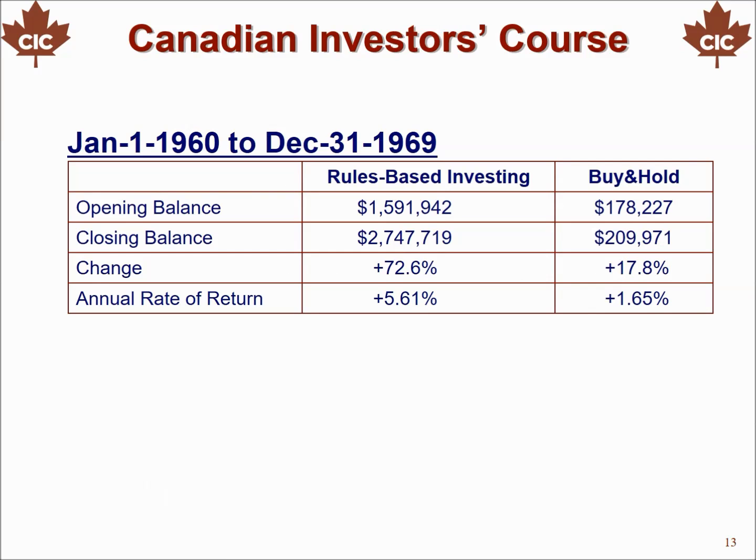And there's the result again. Starting with a 1.5 million opening balance from rules-based investing, 178,000 for buy and hold. The 178,000 got to 209 for a 17% total return, almost 18%, which is an average of 1.65 annual rate of return. Rules-based investing, you finished up with 2.7 million, 72% total return, annual rate of return 5.61, so significantly better.